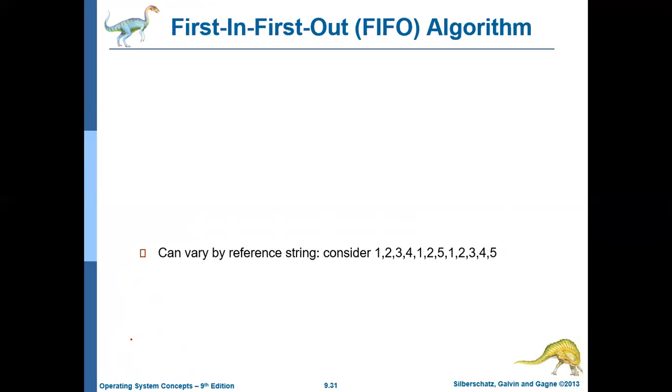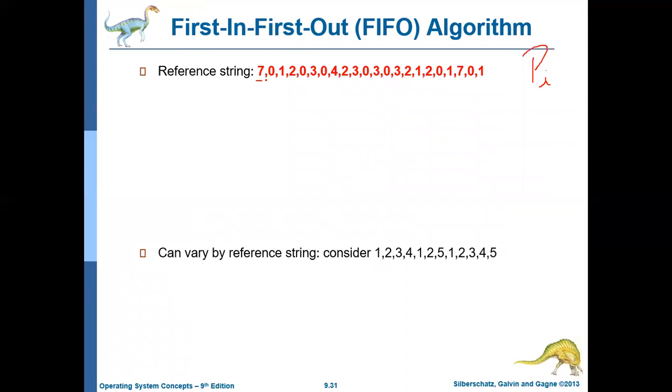Okay. So let us try to understand the performance of this algorithm with this particular reference string. Say a particular process Pi wants to access these pages in this order. First it wants to access page 7, then 0, then 1, then 2, and so on up to this page. How many page faults will it create? That is what we are going to study.